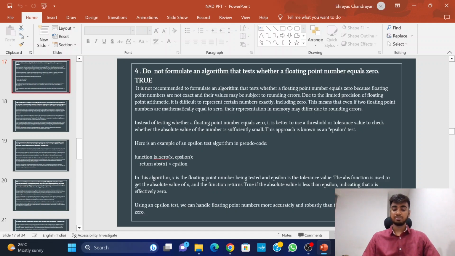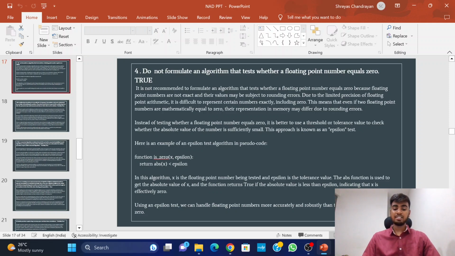Instead of testing whether a floating point number equals 0, it is better to use a threshold or tolerance value to check whether the absolute value of the number is sufficiently small. This approach is also known as the epsilon test. Here is an example of an epsilon test algorithm in pseudocode. Function is0(x, epsilon) returns true if abs(x) is less than epsilon.